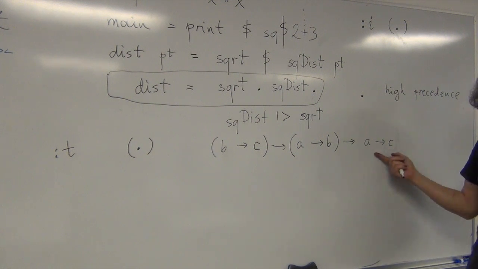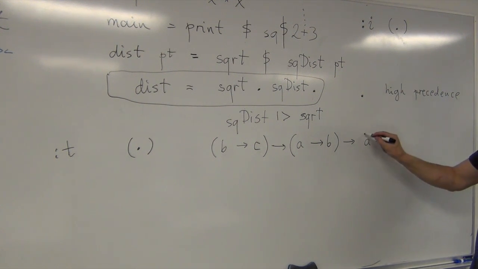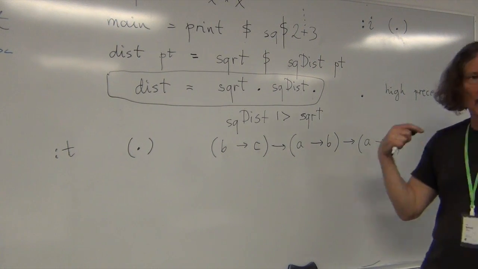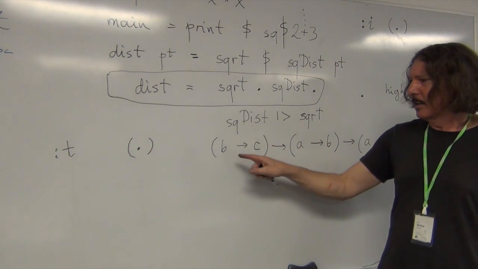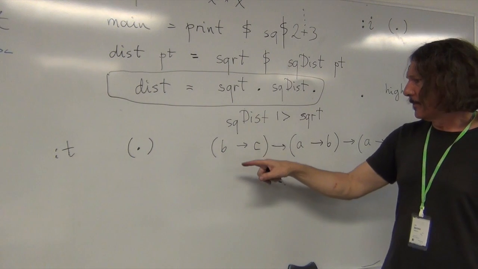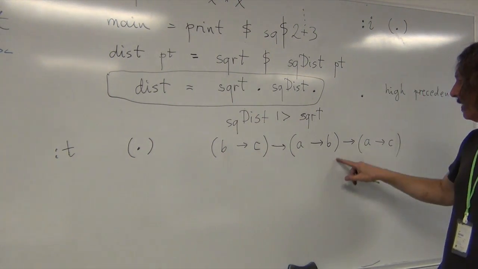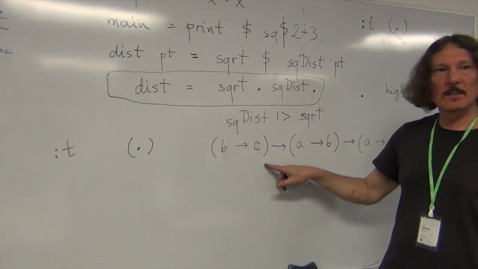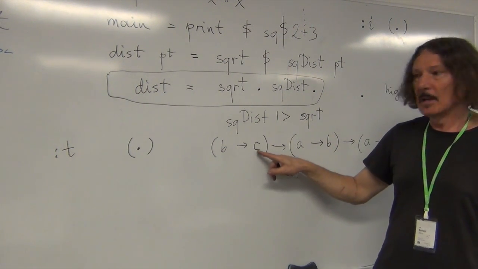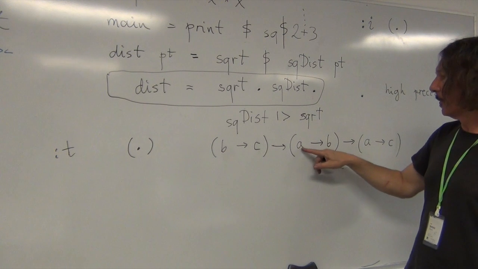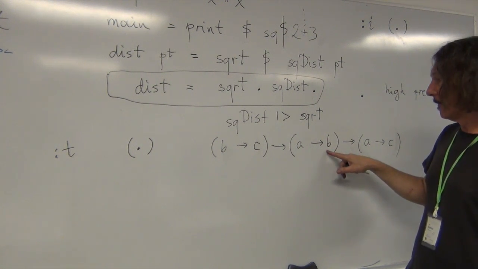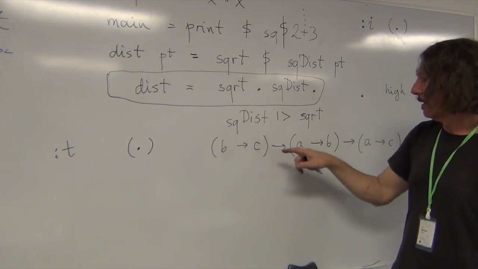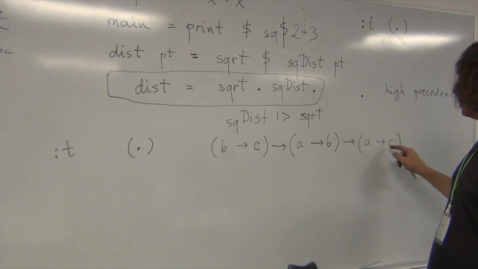Because this is right binding. But we'll put parentheses anyway because that's more readable to humans. It means it takes two functions: one argument, second argument, result. One argument is a function from B to C. The second argument is a function from A to B, and it glues the B's together to get a function from A to C.